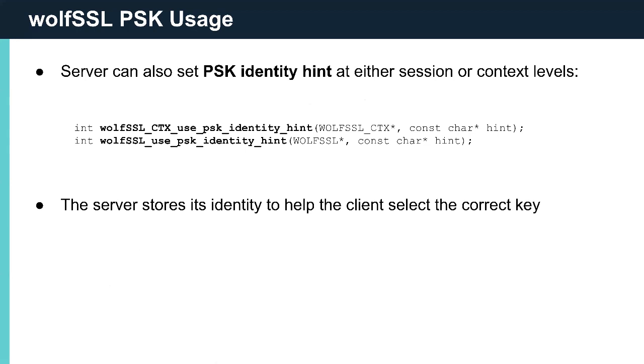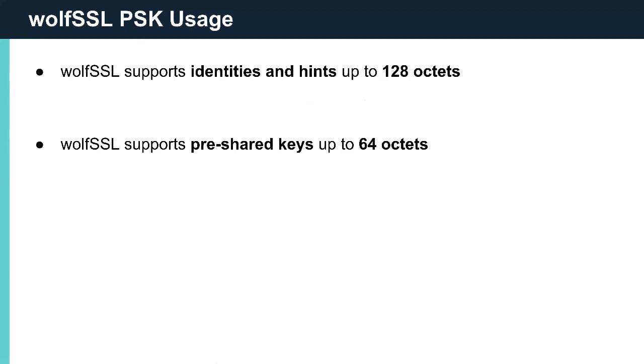Servers can set a PSK identity hint at either the context or session levels. And the server stores this identity to help the client select the correct key. You'd get that back inside of your client callback. wolfSSL supports identities and hints up to 128 octets or bytes, and supports pre-shared keys up to 64 octets or bytes.